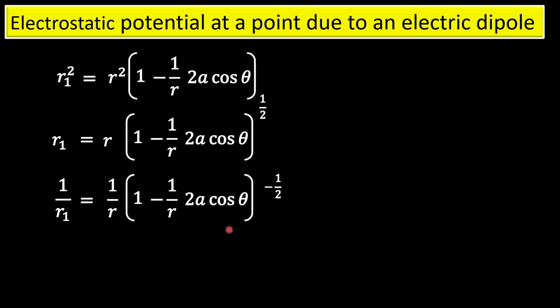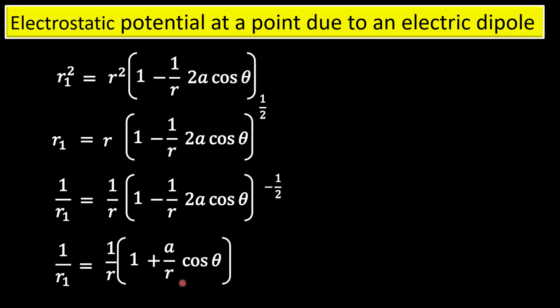Next, we have to expand 1 minus 1 by r into 2a cos theta, whole to the power minus 1 by 2, according to the binomial theorem, that is, a minus b whole to the power of minus 1 by 2. Here we are going to consider only the first two terms because the other terms are very negligible, so we can ignore them. The first two terms are 1 plus a by r cos theta. So 1 by r1 is 1 by r into 1 plus a by r cos theta.